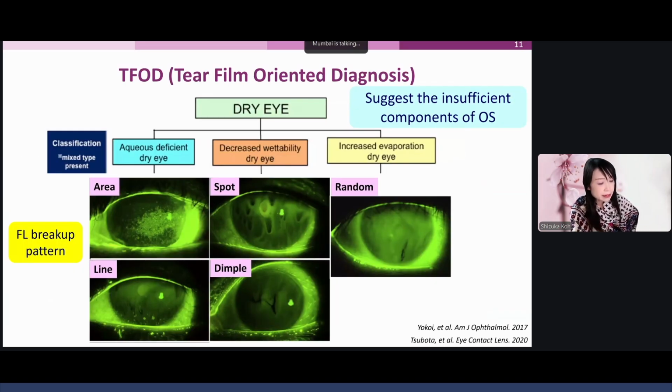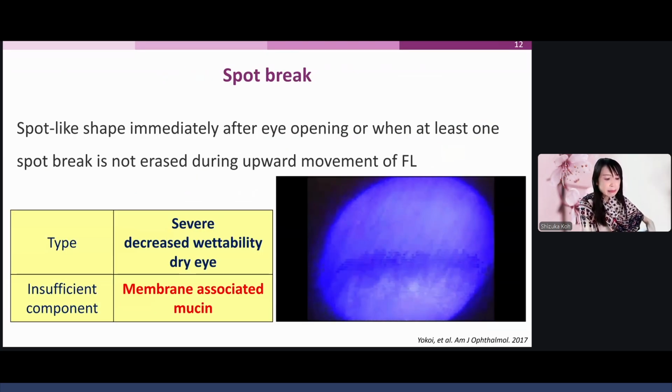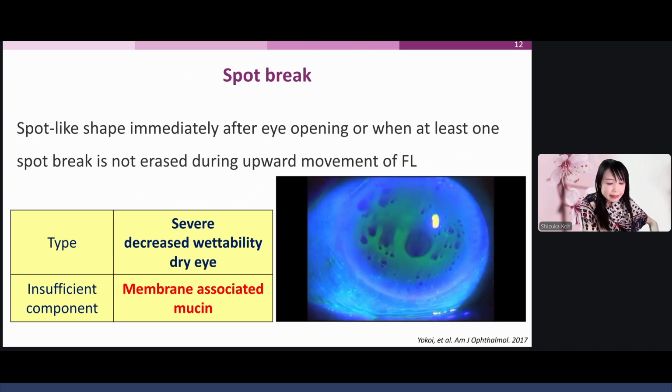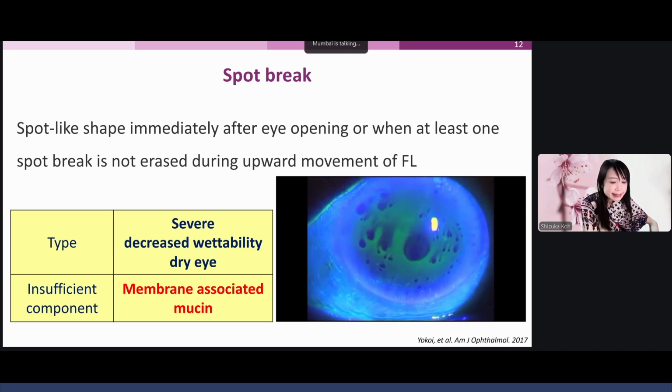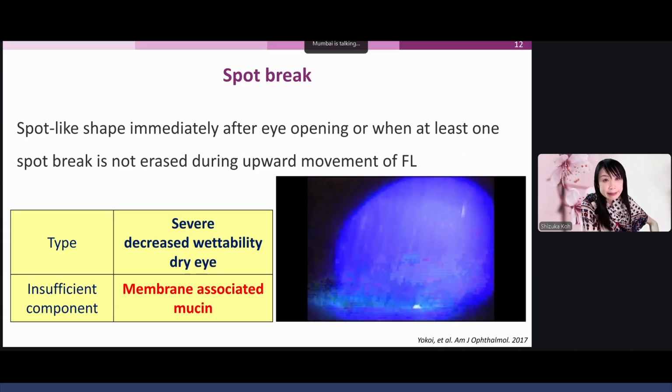Now let's move to decreased wettability dry eye. Spot break appears immediately after eye opening. This pattern reflects clear membrane-associated mucin deficiency, indicating impaired epithelial wettability.